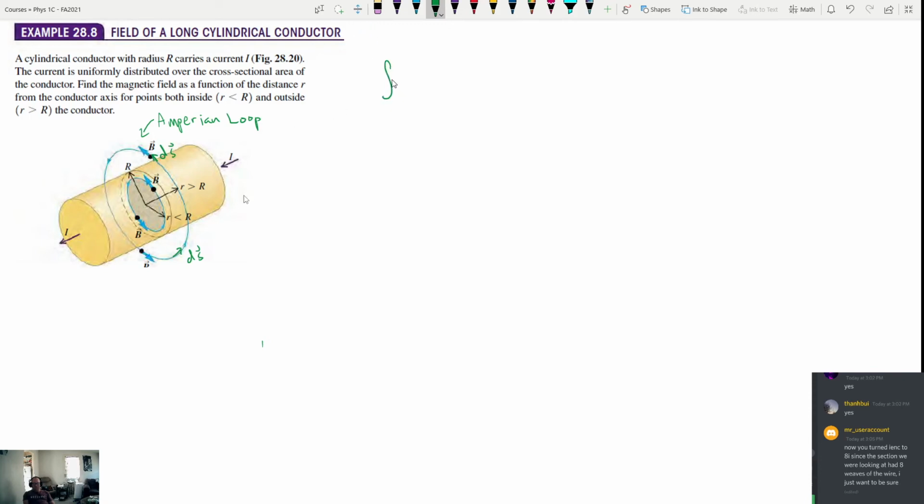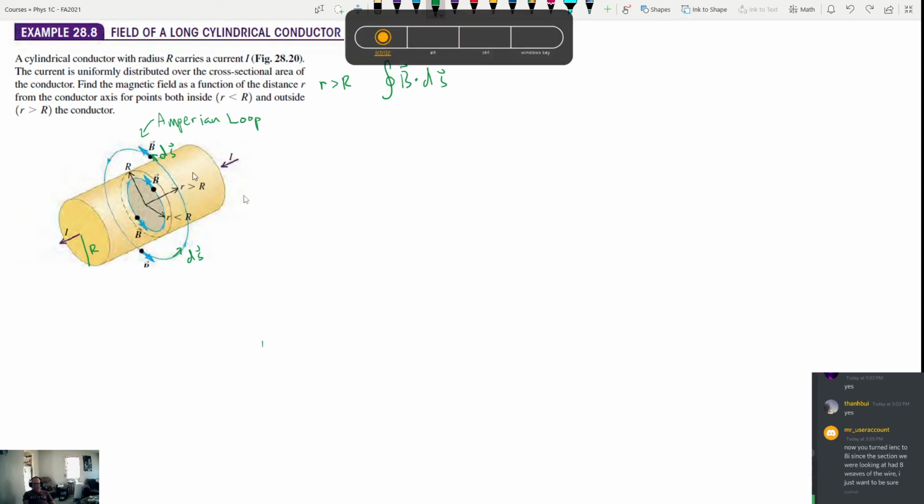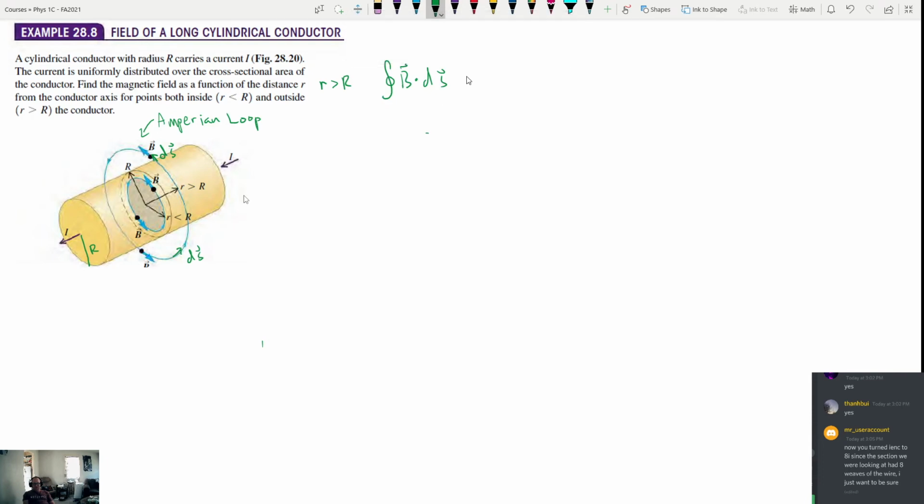And then we're just going to evaluate the integral of B dot ds in the region where little r is greater than big R, where big R is basically the radius of the wire, and little r is the radius of our loop. So the integral of B dot ds is equal to mu naught times the current enclosed. With a loop that goes outside of our cylinder, the current enclosed is just going to be I.